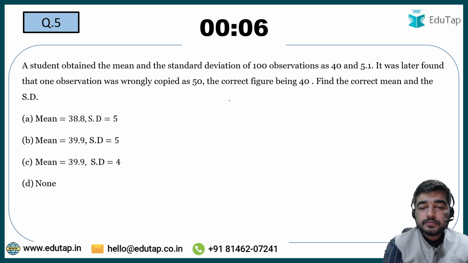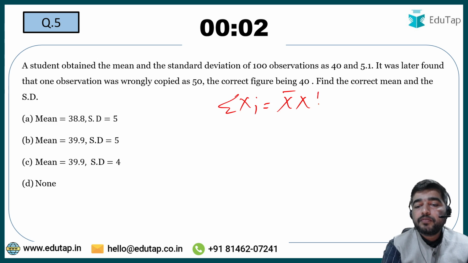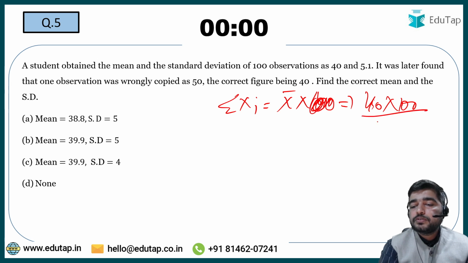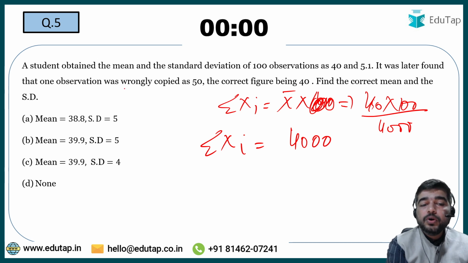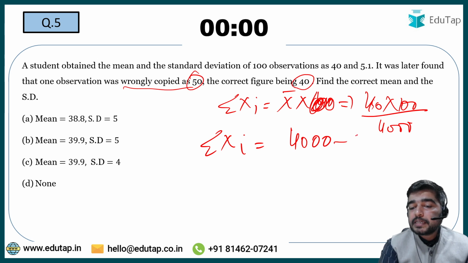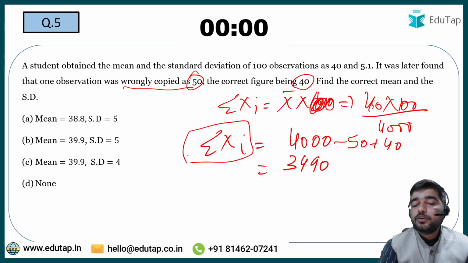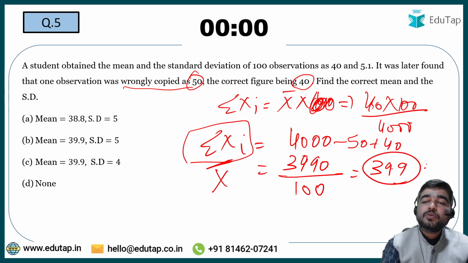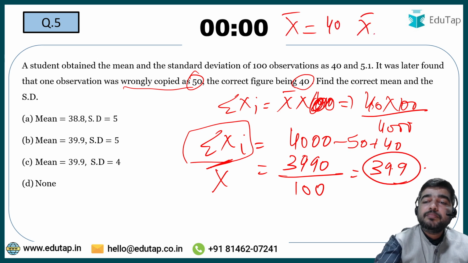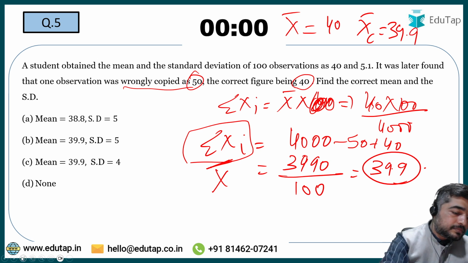So you are given that sigma xi will be the mean into the total number of observations, that is 40 into 100. The mean is given as 40 and the total number of observations is 100, so 4000. So the corrected sigma xi will be based on 4000, and you have wrongly copied 50 instead of 40. So you will exclude 50 and include 40. So that will be 3990. So your corrected total of observations is 3990. So the corrected mean will be 3990 divided by 100, that is 39.9. It's simple. So the mean is 40 and the corrected mean is 39.9. Fine.